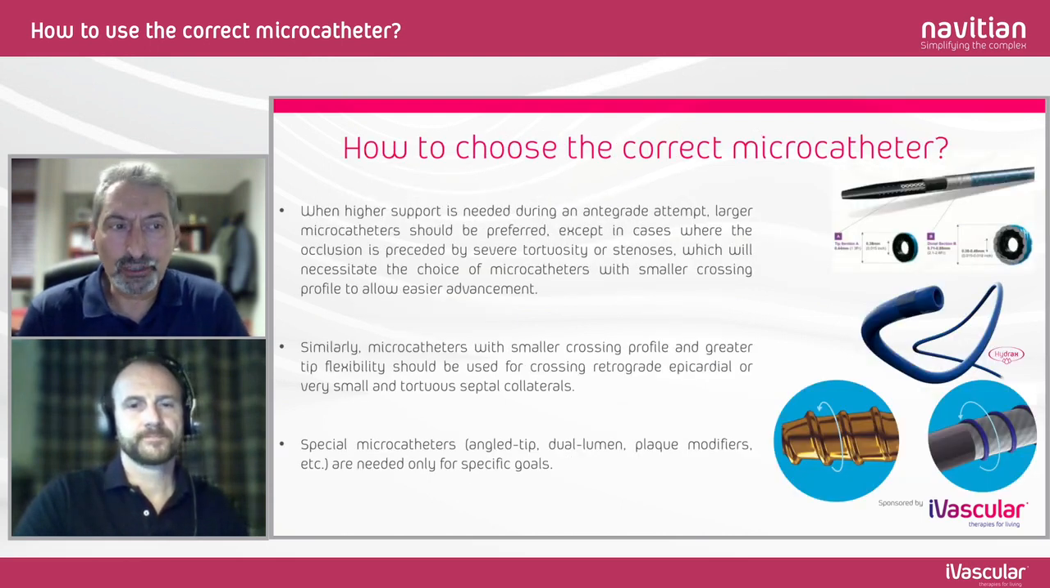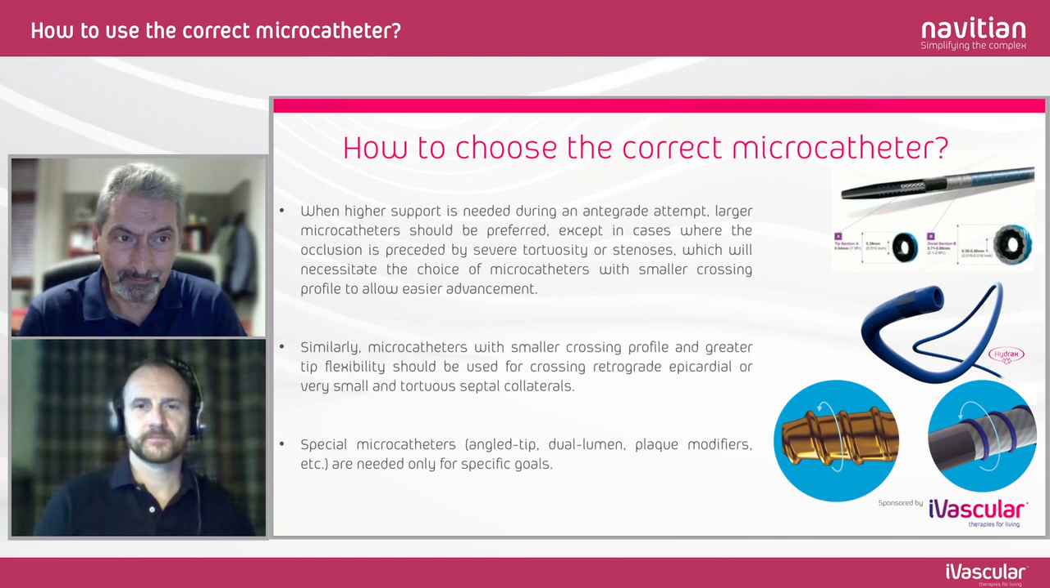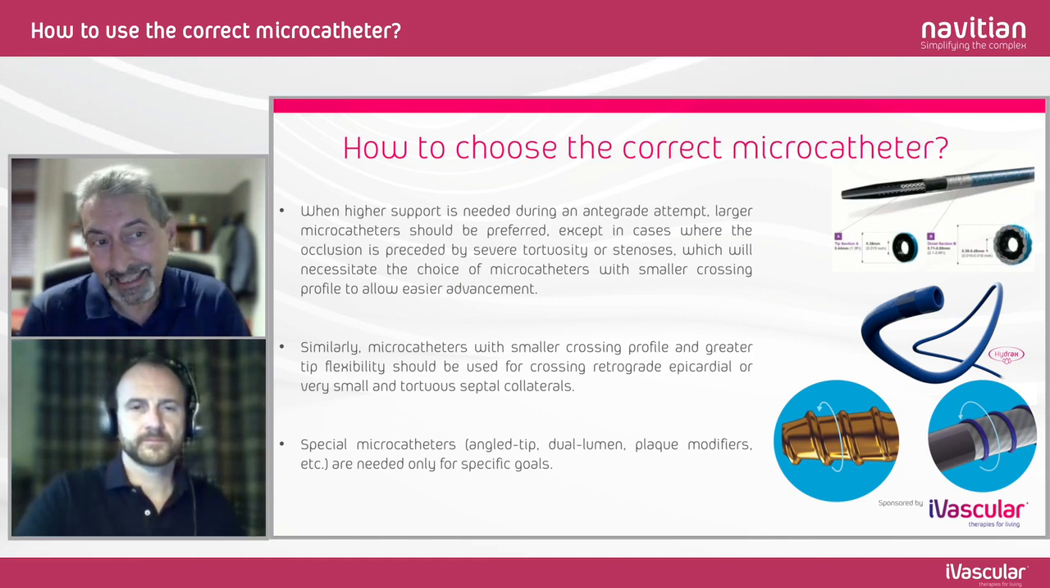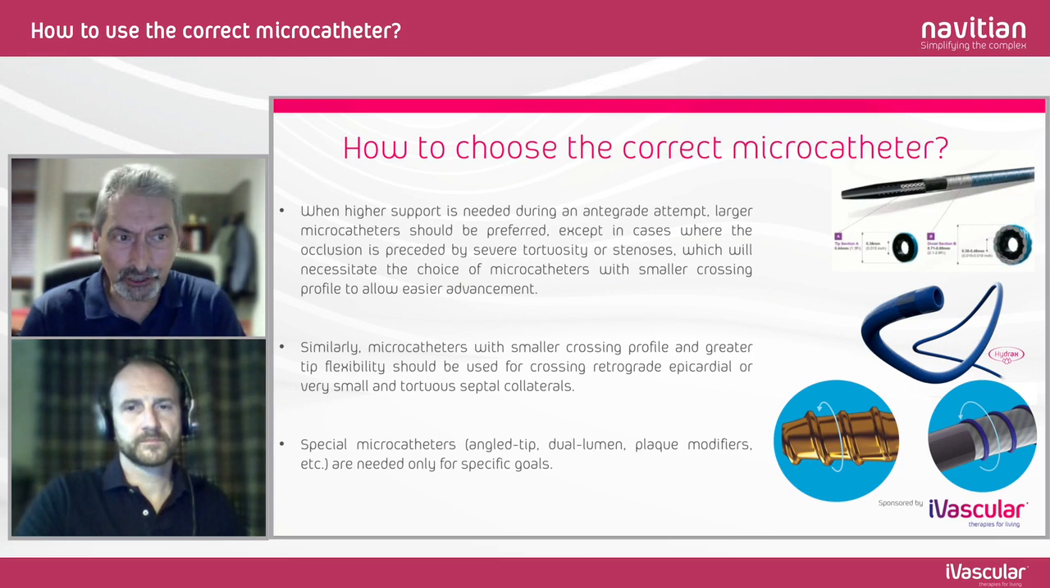So how to choose the correct microcatheter? It depends what you need. In general, for an anterograde attempt, if you have a large enough guiding catheter, I tend to prefer a microcatheter that gives me a bit more support, so relatively large, with the ability to reach the proximal end of the lesion and to engage also the occlusion.